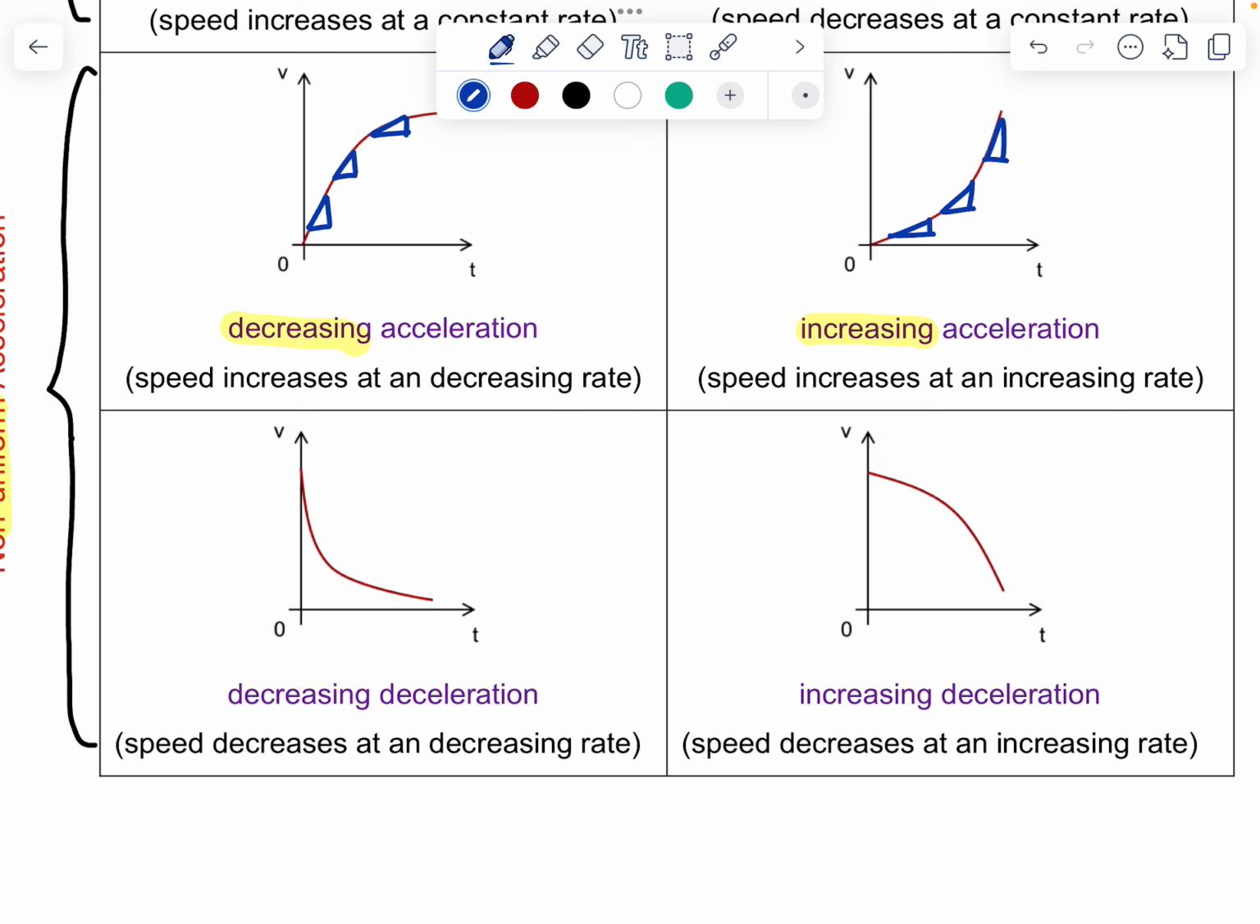Since the velocity is high, it's getting less steep, decreasing deceleration. In this case, the velocity started off high, getting less steep, so getting steeper. It's actually increasing deceleration.